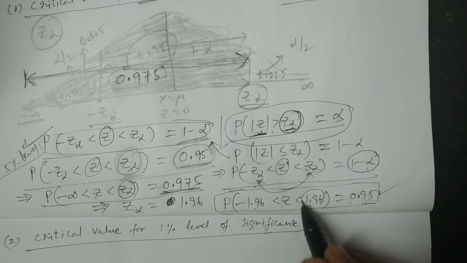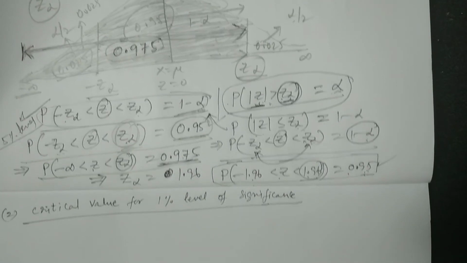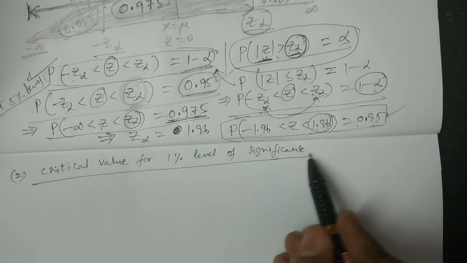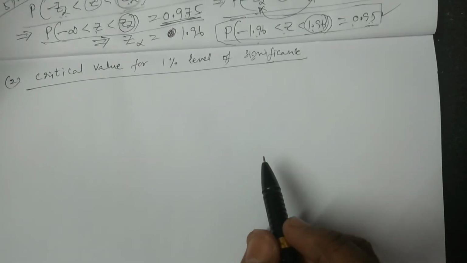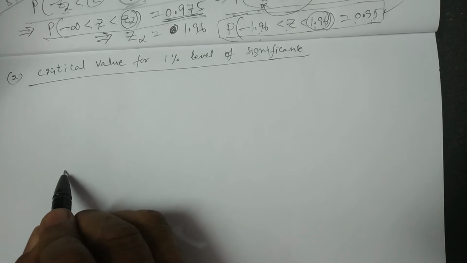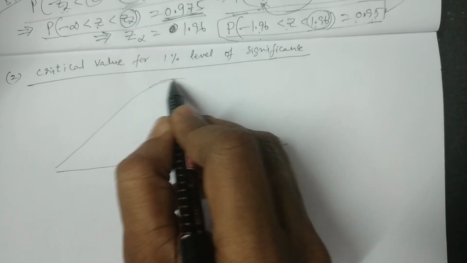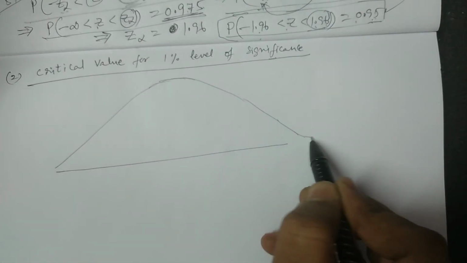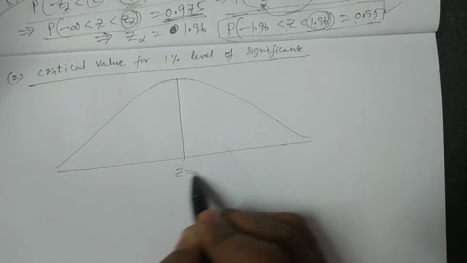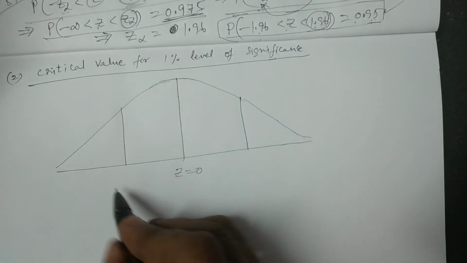This 1.96 critical value is obtained in this way. Similarly, just now I explained, the critical value for 1% level of significance. I draw a figure roughly so that I can explain directly. Hope you understand. This is the way you can calculate the critical value, and from that you have to calculate the remaining problems of interval estimation, that is, confidence intervals.